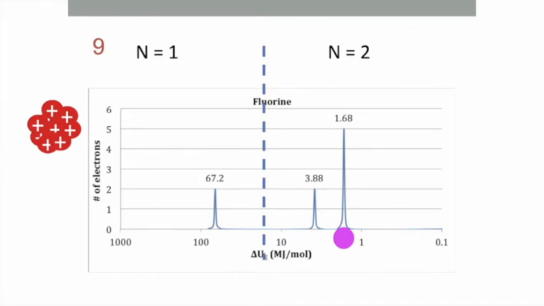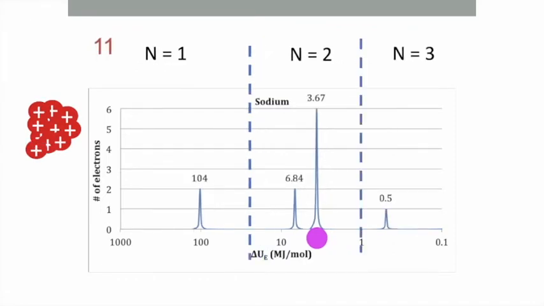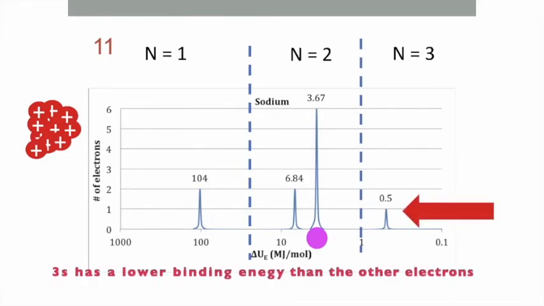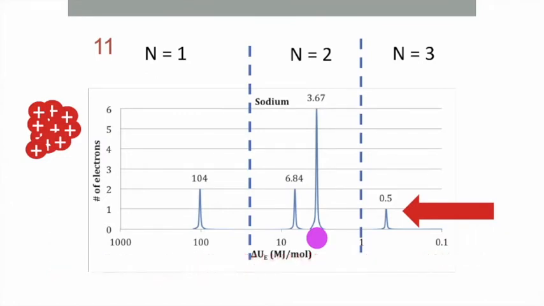But when we get to sodium, we enter another shell. Now we have a 3s peak, and that has a much lower ionization energy than any of the other electrons in the spectrum. And the reason has to do with Coulomb's law and the fact that this electron is farther from the nucleus than the electrons in the second shell, which is right below it.